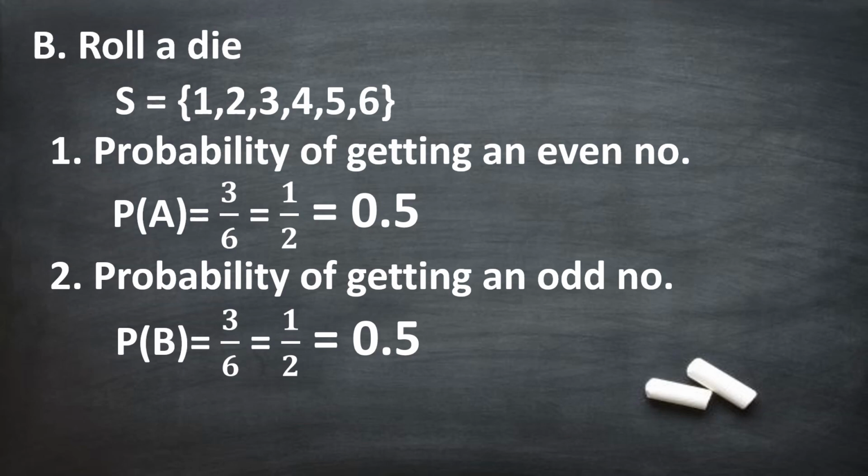And then for the denominator, you have to write the number equivalent to the total number of possible outcomes in the sample space or in the given experiment, and that is 6 since we have 6 numbers in the sample space. So the probability of B, or the probability of getting an odd number, is equal to 3 over 6, or in lowest term, it is 1/2, or in decimal form, it is 0.5.